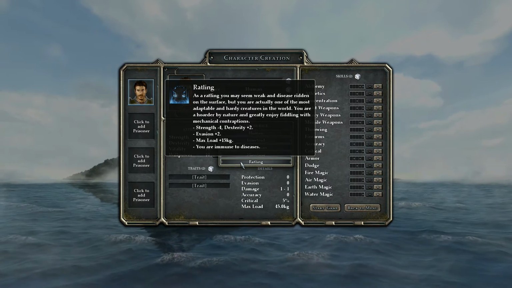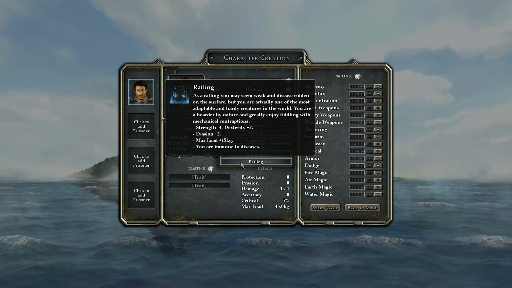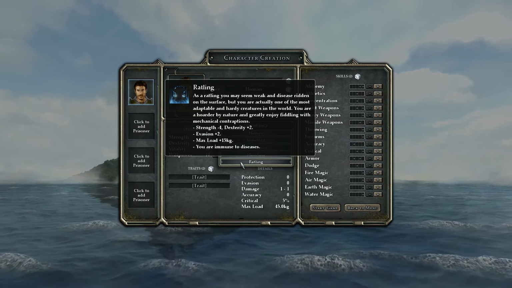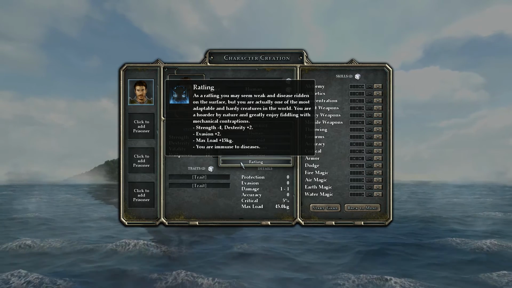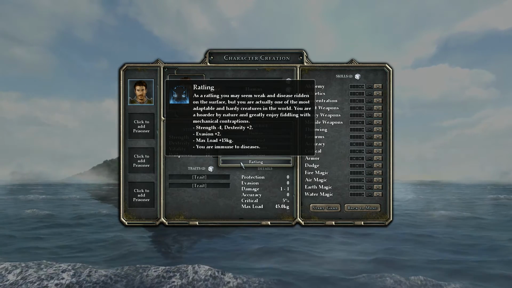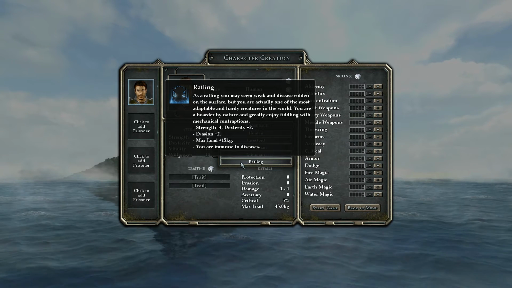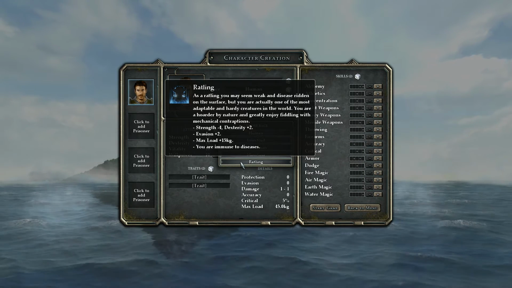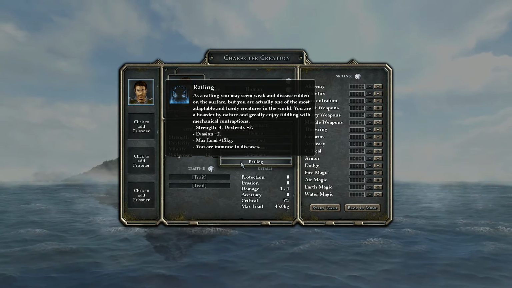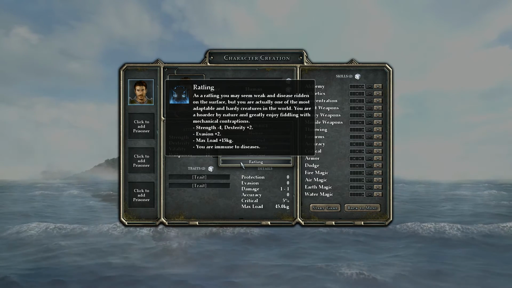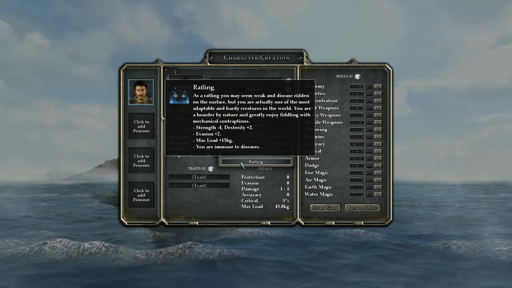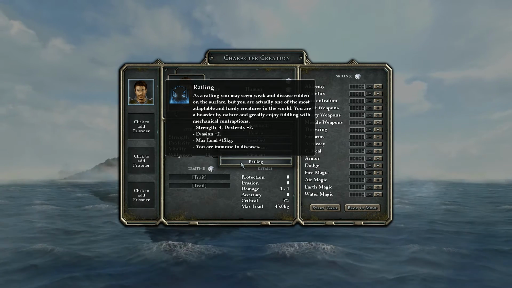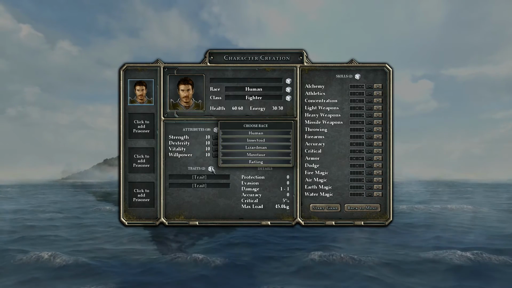Ratling. As a Ratling, you may seem weak and disease-ridden on the surface, but you're actually one of the most adaptable and hardy creatures in the world. You are a hoarder by nature and greatly enjoy fiddling with mechanical contraptions. Strength -4, dexterity +2, evasion +2, maximum load +15 kilograms. You are immune to diseases.